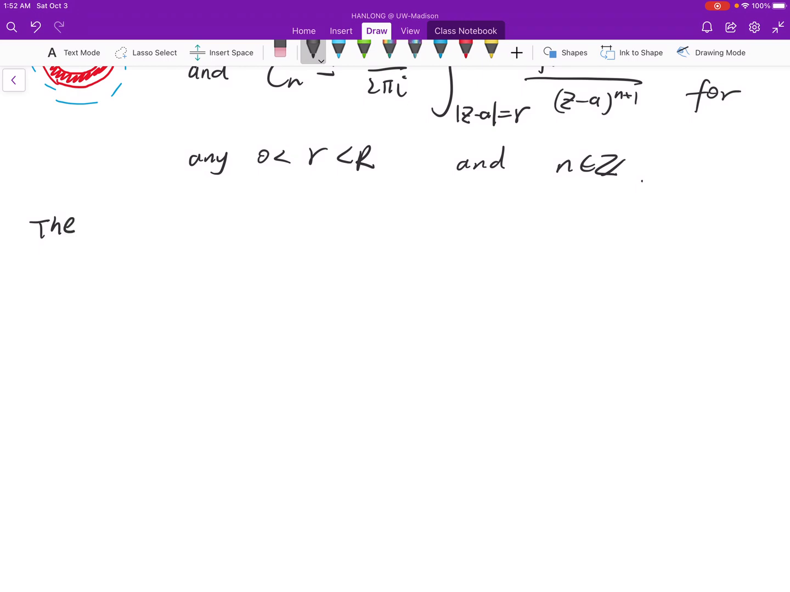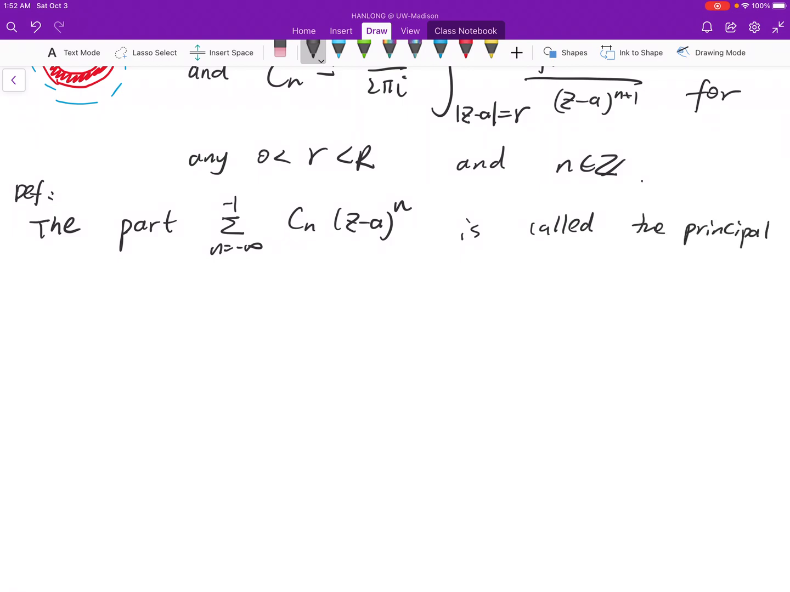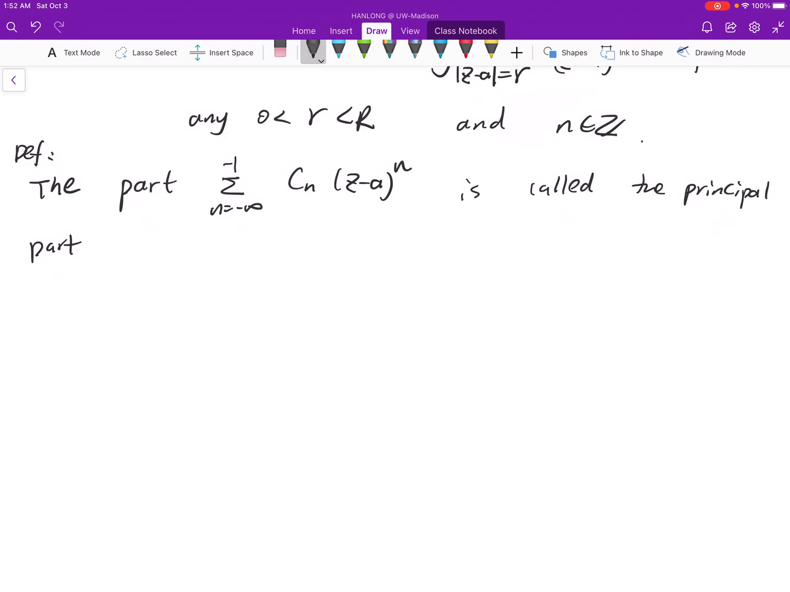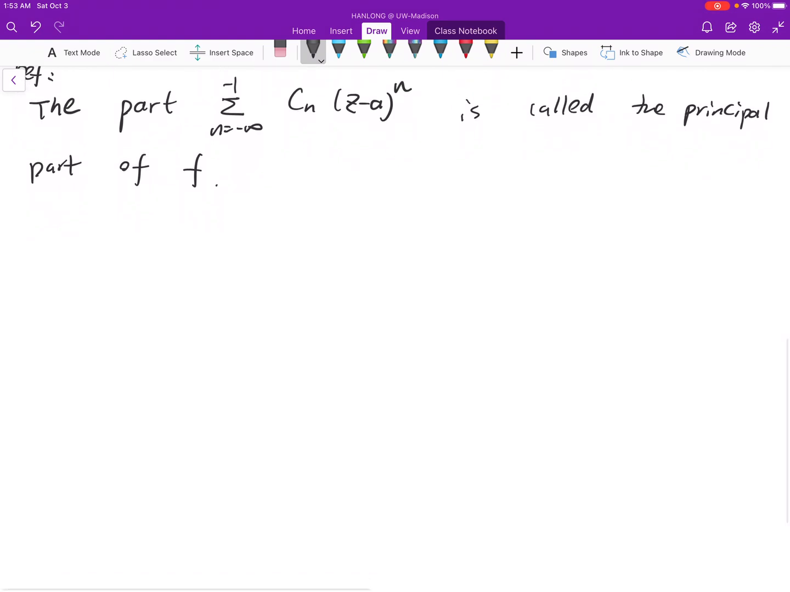Okay, and then we define the part for n from negative infinity to negative 1, c_n times (z - a) to the nth power, is called the principal part of the function f in this setting. Okay, next.